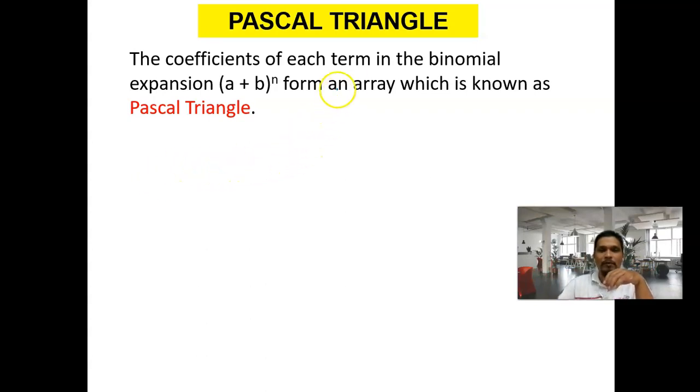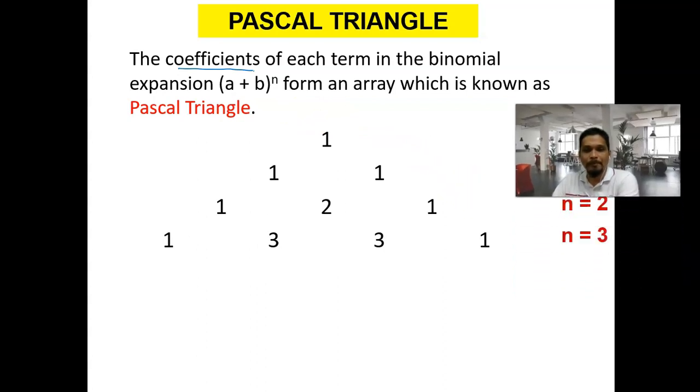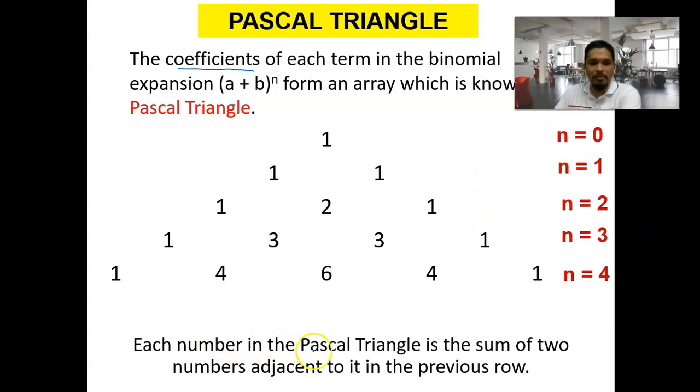The coefficients of each term in a binomial expansion form an array which is known as Pascal's triangle. It will give you such a beautiful pattern of numbers as coefficients. Okay, the coefficients of the binomial expansion: when n equals 0, n equals 1, 2, 3, 4. And each number in Pascal's triangle is the sum of the two adjacent numbers in the previous row.